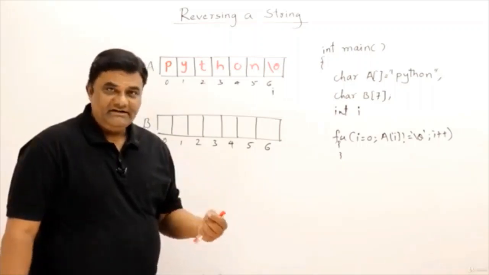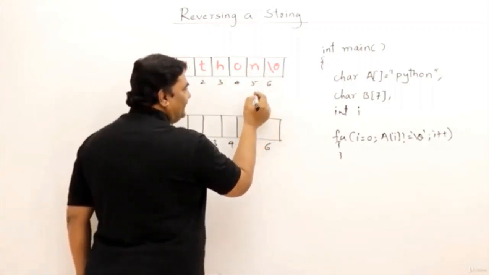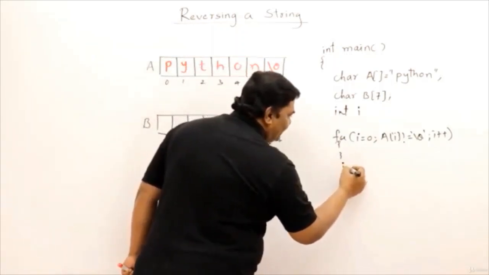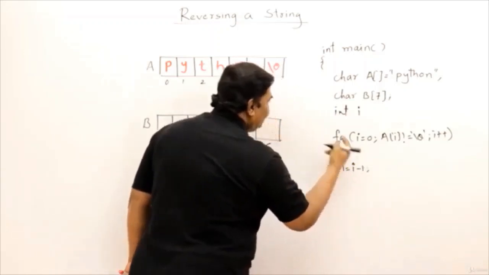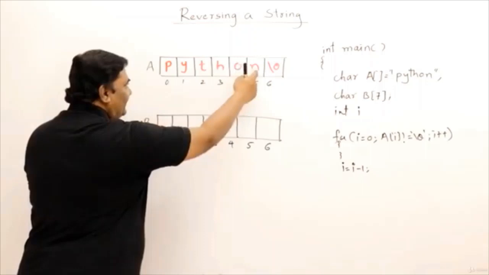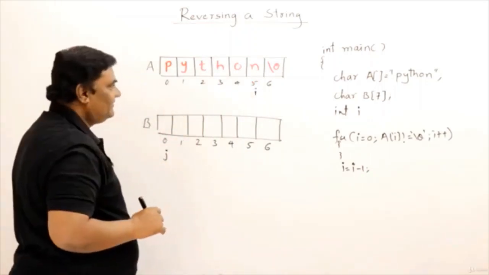Now I should start copying the elements from this place, that is I minus 1 onwards. So okay, I assign I minus 1. I is reduced one step. Now I should copy those elements here. N should be copied here. So for this I should have J also here, right?